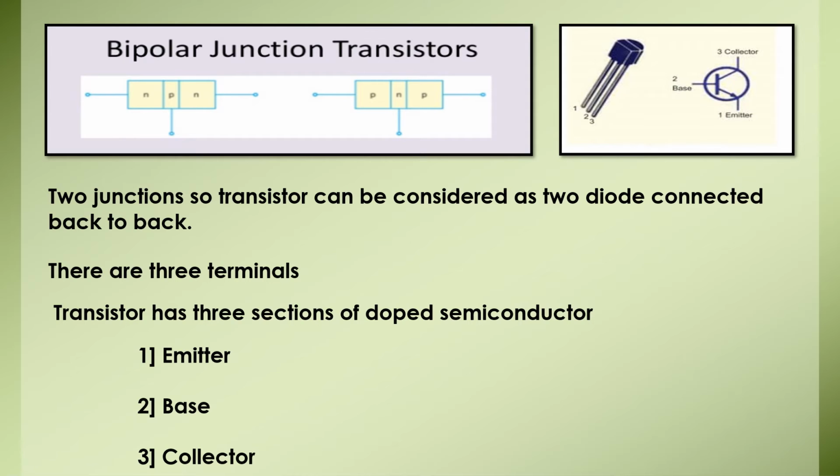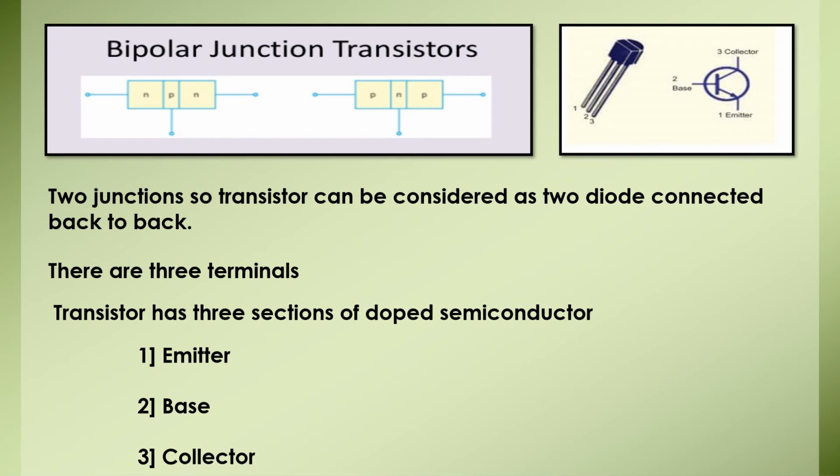This is the bipolar junction transistor, which has three terminals: terminal 1, that is the emitter, terminal 2, that is the base, and terminal 3, that is the collector. Okay, two junctions, so the transistor can be considered as two diodes connected back to back. If we hide this n-type semiconductor, we see only two semiconductors, p-type and n-type. If we hide this other n-type semiconductor, we see that this is p-type semiconductor and this is n-type semiconductor. It means two diodes are connected back to back.